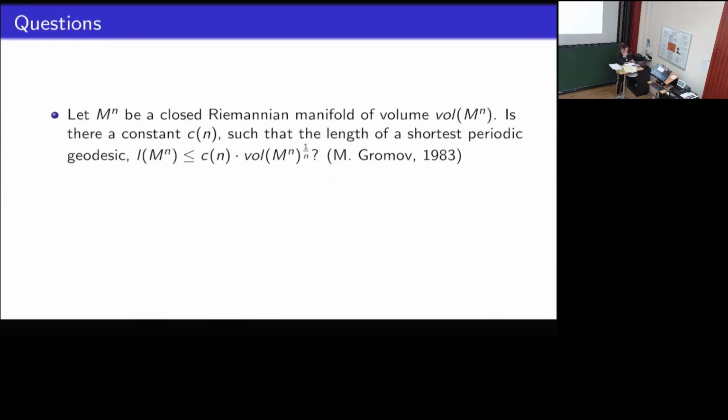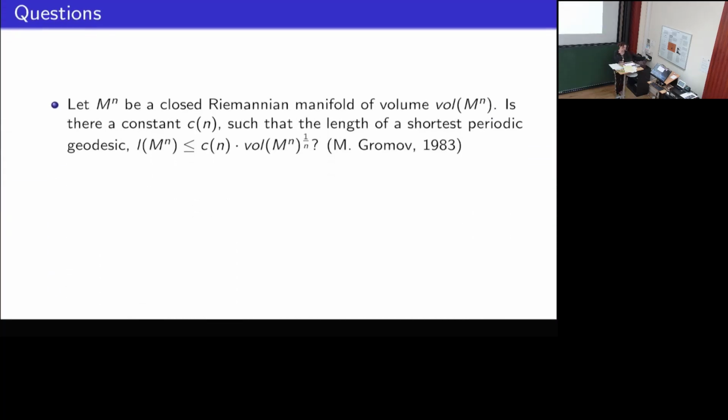So here is the first question. Suppose you have a closed Riemannian manifold of volume denoted as it's written here. Can you always bound the length of a shortest periodic geodesic on M in terms of the nth root of volume? This is a question that Gromov posed in Filling Riemannian Manifolds in 1983. I should say that in all generality, we don't know.